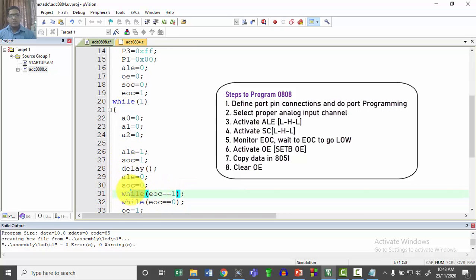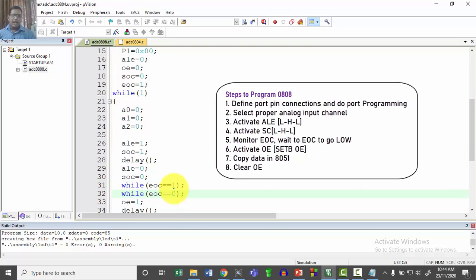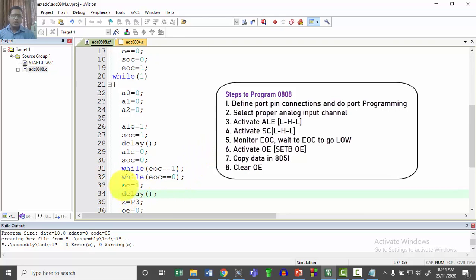Then wait for the end of conversion, because when I am going to send the data, I am going to receive data from the sensor. That data, or the quantity, is in analog format, and the moment this SOC changes to 0, meaning a high to low pulse is given on the start of conversion, the ADC begins converting the analog quantity into digital, right? Till then the EOC is still 1, and the moment it changes to 0, the analog data is completely converted into digital format, and then we are going to send it. This instruction is kept here for precautionary purposes.